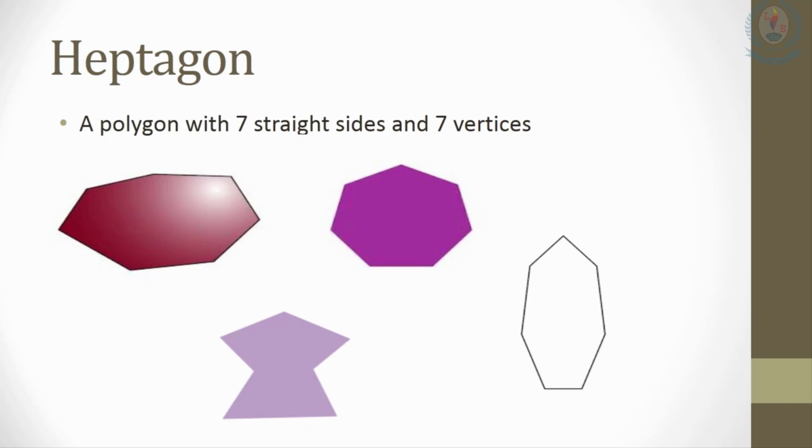In previous grades, you have learned about pentagon and hexagon. It's clear that a pentagon is a polygon with 5 straight sides and 5 vertices. A hexagon is a polygon with 6 straight sides and 6 vertices. Now you learned about heptagon. It's a polygon with 7 straight sides and 7 vertices.